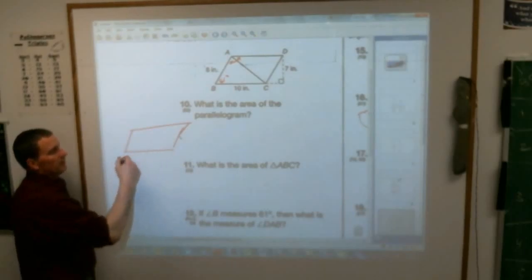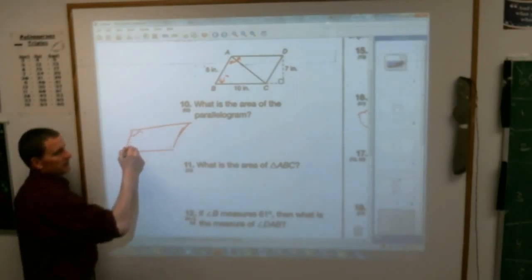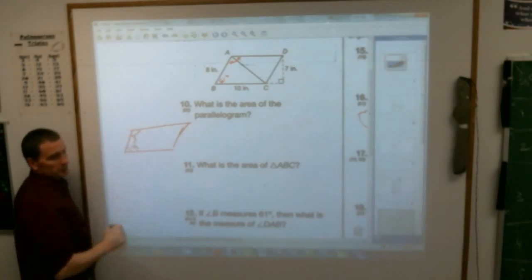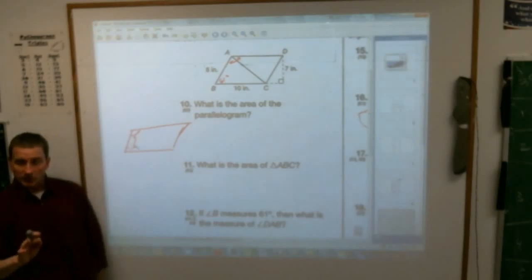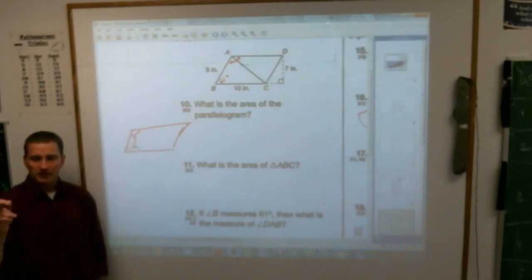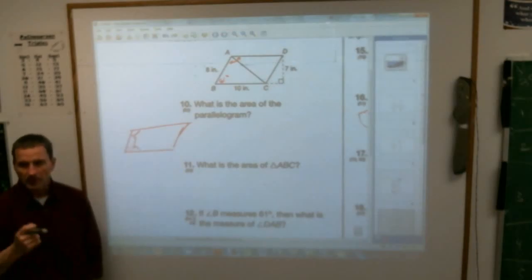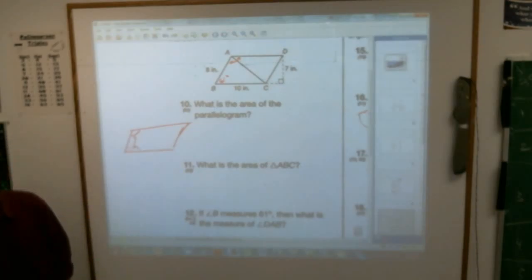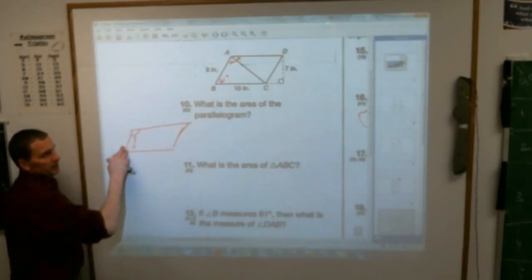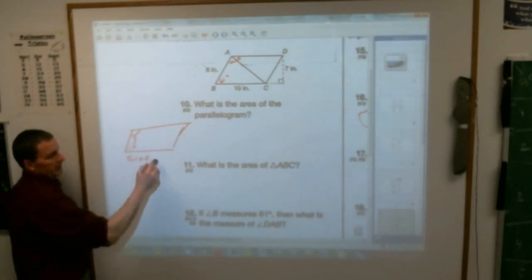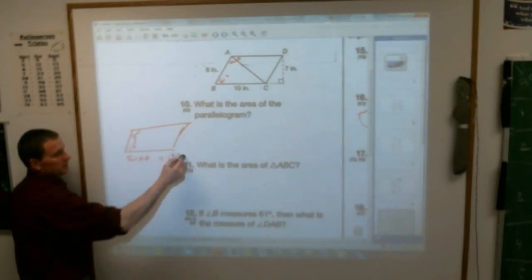What do you know about what we call adjacent angles? In other words, this angle and this angle have a relationship. Does anybody know what that relationship is? Alex, it is? They both add up to 180 degrees. Yeah, or we call that, they're supplementary. Adjacent angles in a parallelogram are supplementary, which means they add up to 180 degrees.